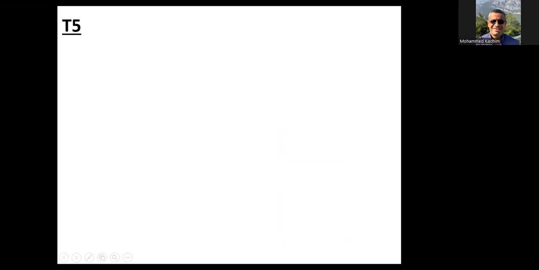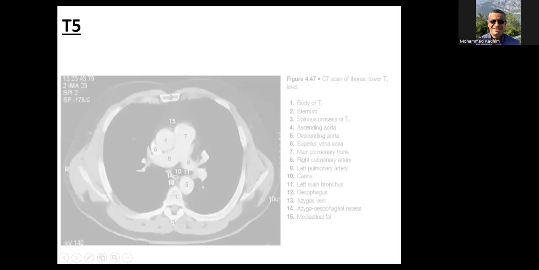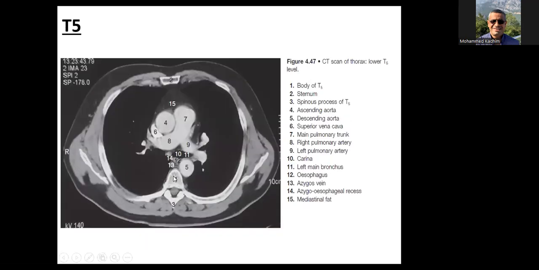At the level of T5, you see the body of the fifth thoracic vertebra. We see the ascending and descending aorta. We also see the main pulmonary artery, right pulmonary trunk and left pulmonary trunk, the trachea and tracheal bifurcation at the carinal level, and the collapsed esophagus.